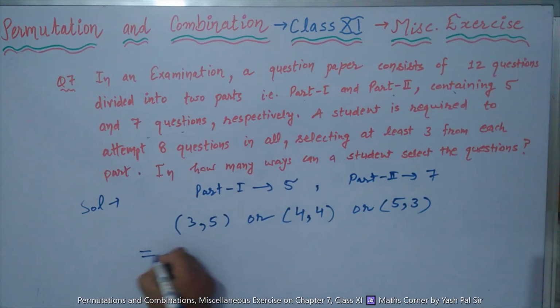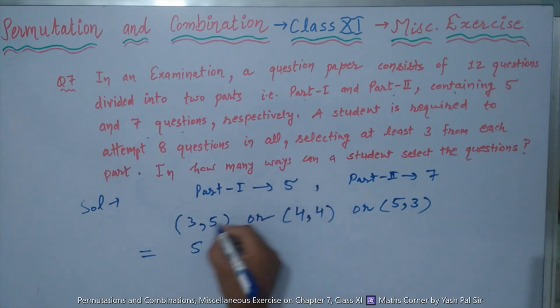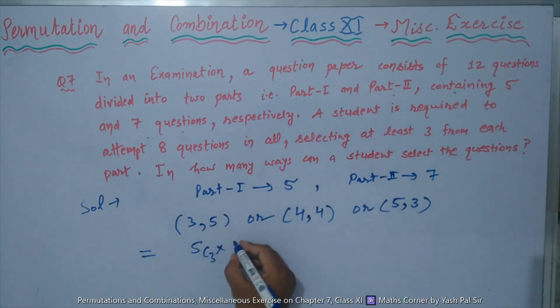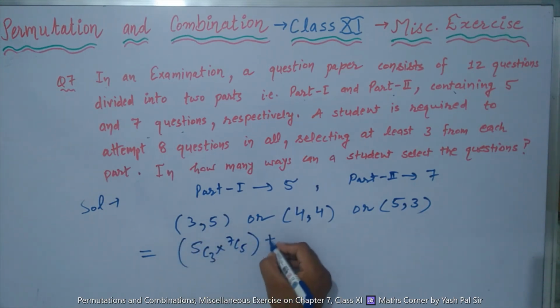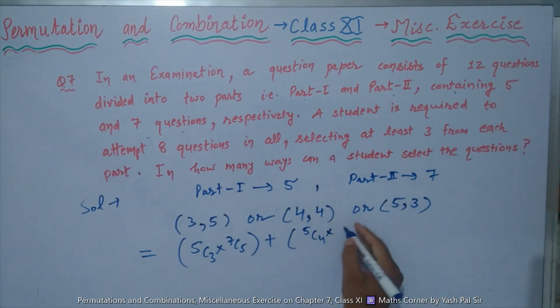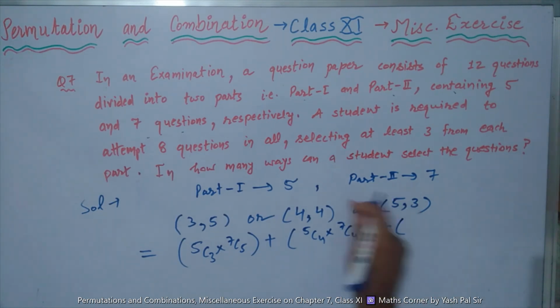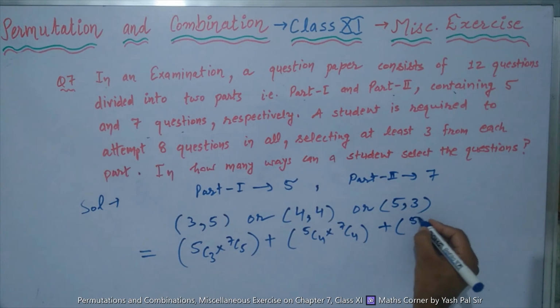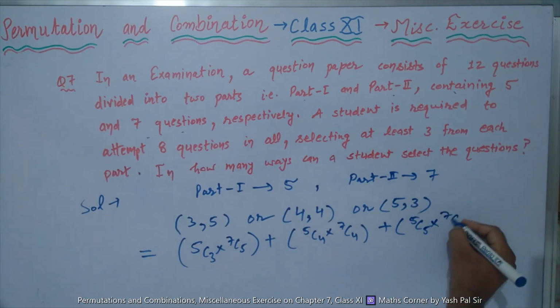So now how to write? We write this as 5C3 into 7C5, or mean plus 5C4 into 7C4, or mean plus 5C5 into 7C3.